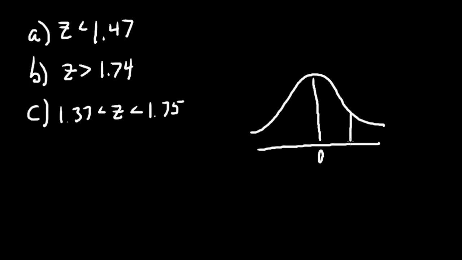So we'll come up here and we'll draw a little line to the right, and it's going to be 1.74. And now we're finding the area. We want z greater than 1.74, and so we are going to find this area over here. Okay, looks a little different than what we did before, but this is step one. Step one, draw your graph. Always. Don't think you're too smart for it.